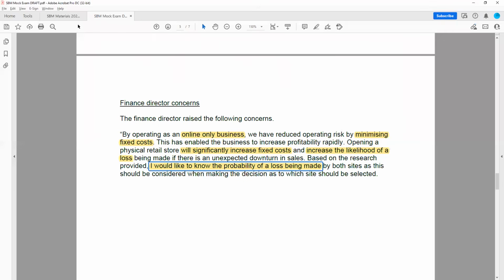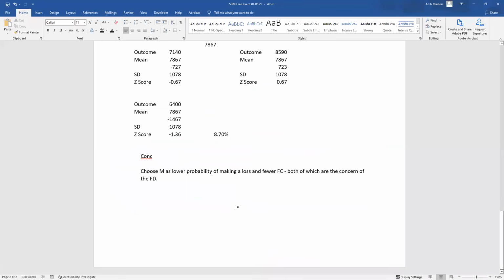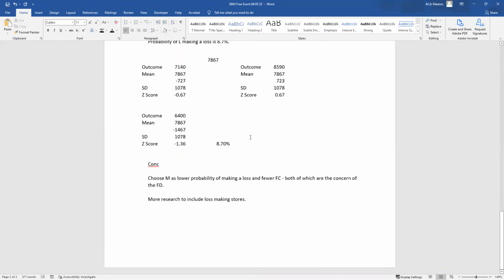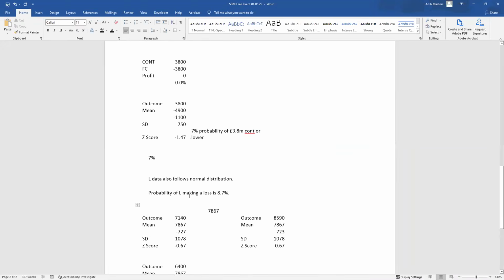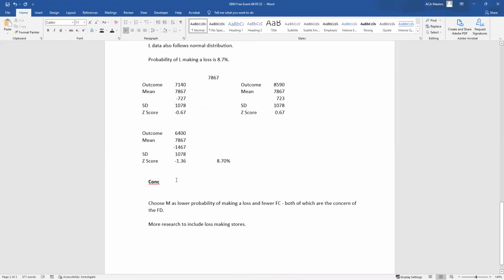Another good recommendation to make is suggesting doing more market research, particularly because we said some of the data was perhaps flawed or biased. So we could maybe mention that. So you could say, more research to include loss-making stores, perhaps, and possibly to ascertain customer demand as well. So just have a brief conclusion. You don't need to overdo it there.